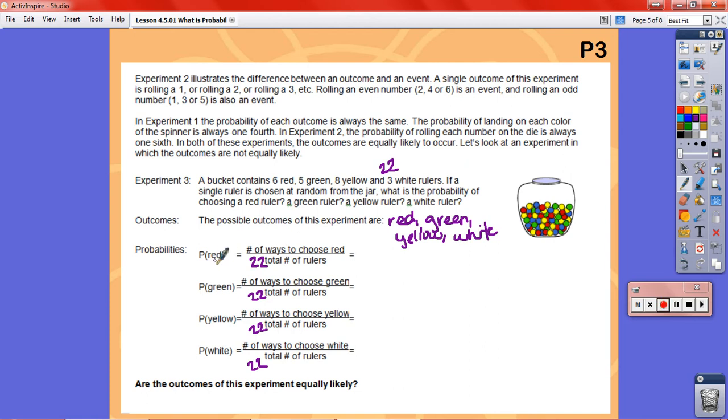So the probability of getting a red ruler is, well, there's 6 red rulers, so it'd be 6 out of 22. And because that's a fraction, we could simplify, divide by 2, and you get 3 out of 11. Green, there are 5 green rulers, so that's a 5 out of 22 probability. Yellow, there are 8 yellow, so that's 8 out of 22, and those are even, so we can divide by 2 and get 4 out of 11. And then white, 3 white rulers, so that's a 3 out of 22 probability.